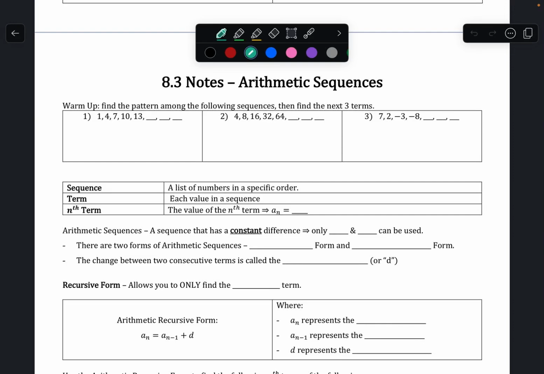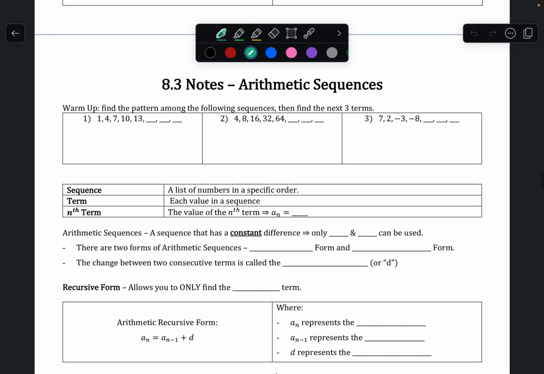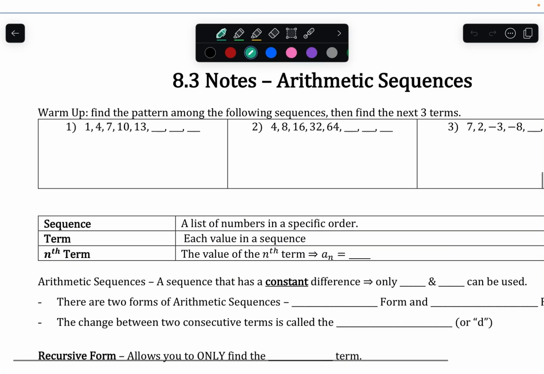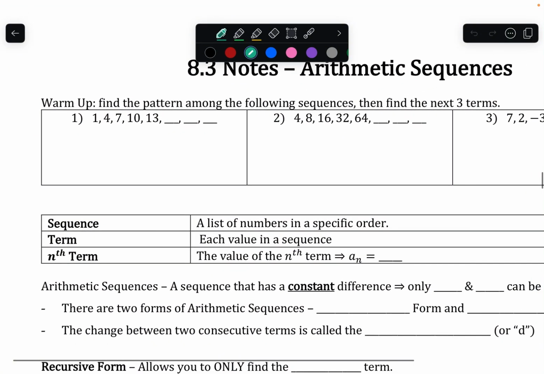All right, in this lesson we are talking about sequences and specifically arithmetic sequences. To warm up, we're just going to look for a pattern in these following sequences. A sequence is just a list of numbers in a specific order. My first example, I have 1 going to 4, going to 7, going to 10, going to 13. You may notice that we are adding 3 each time. And so that would take us to 16, then 19, and then 22.